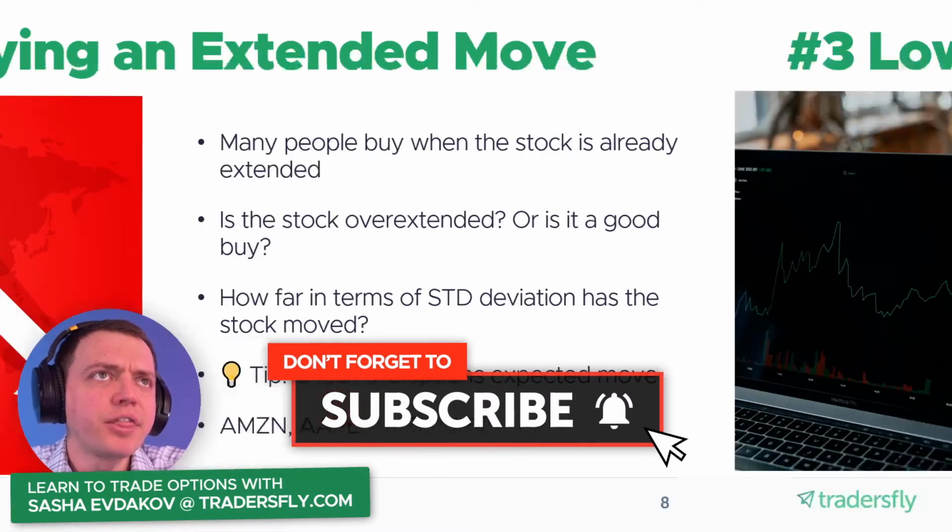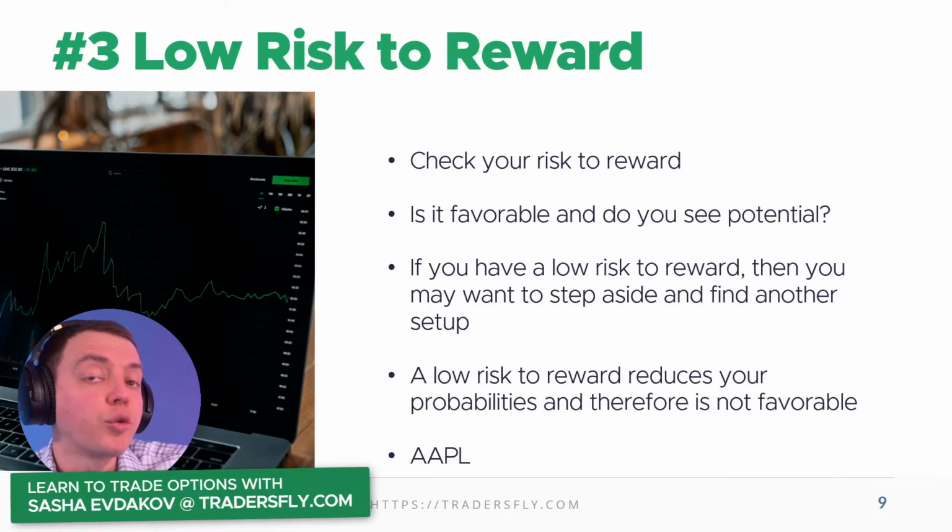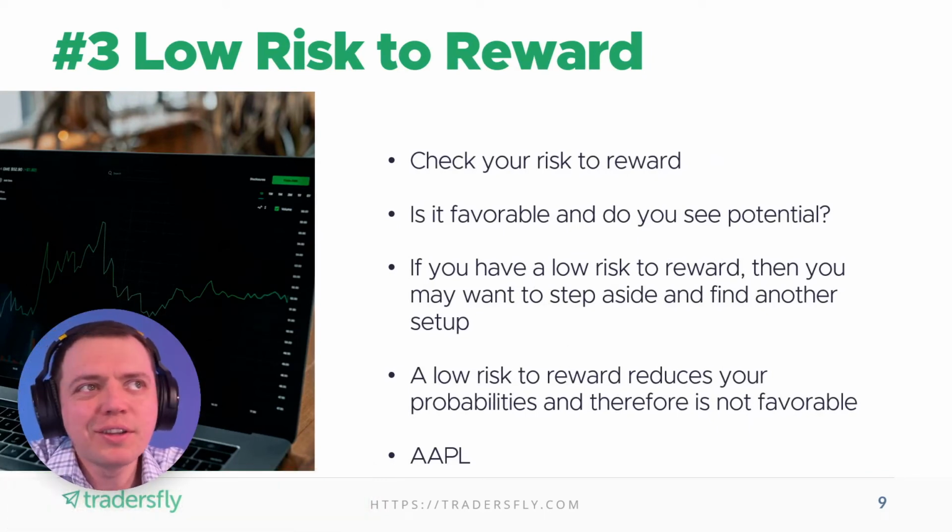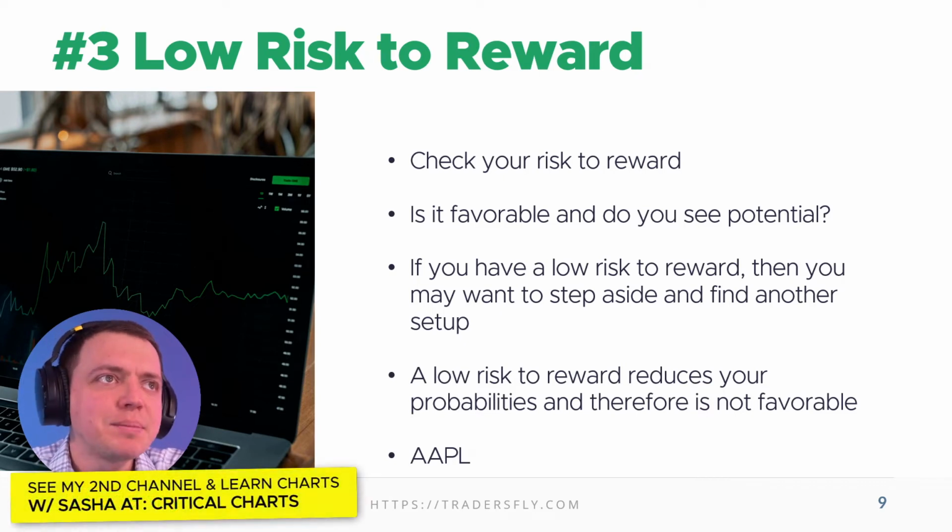Let's take a look at number 3 here, a low risk to reward. So check your risk to reward. Is it favorable and do you see potential? If you have a low risk to reward, then you may want to step aside and find another setup. A low risk to reward reduces your probabilities and therefore is not favorable.